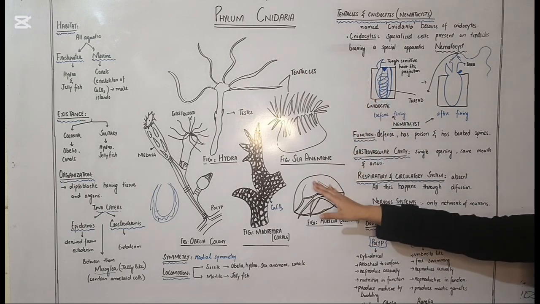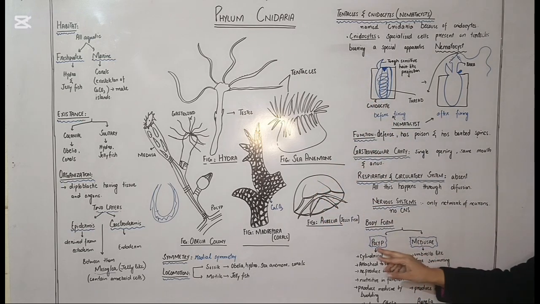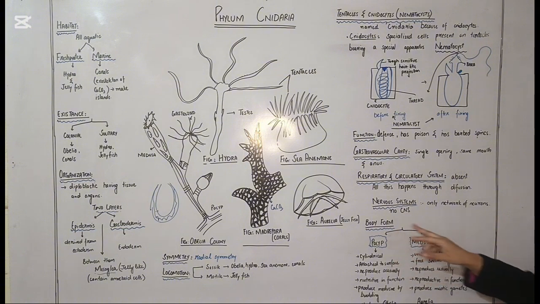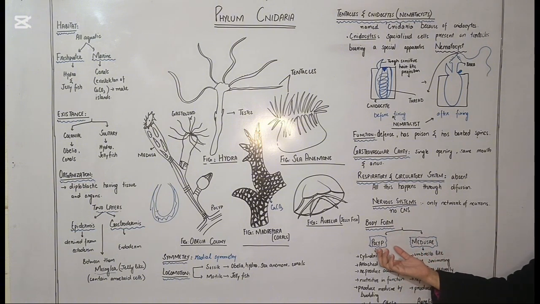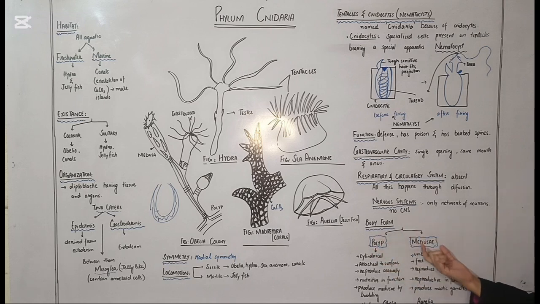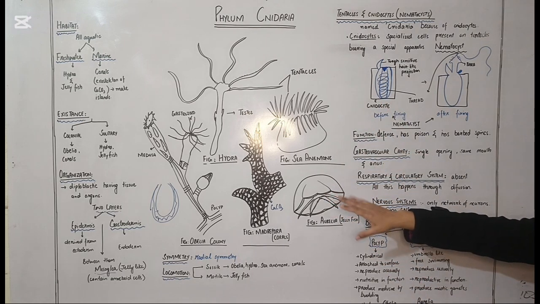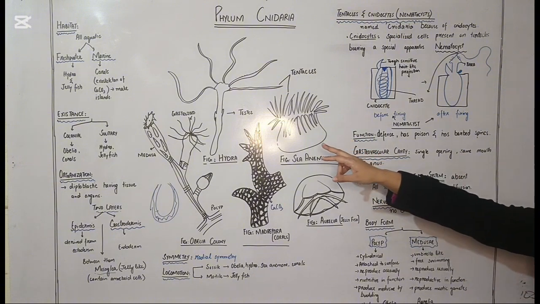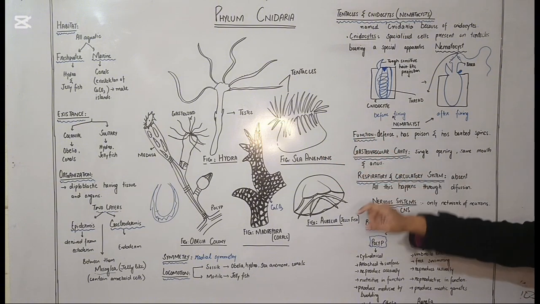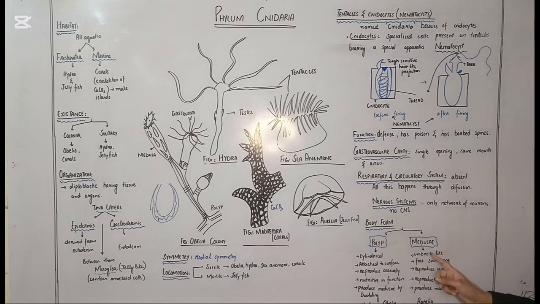So Cnidaria exist in polyp as well as medusa form in their lifetime. This type of body form, where an organism is in polyp form for some time of its life and then in medusa form, is called alternation of generation. And in some organisms, the majority of life is in polyp form. In the case of Hydra, the majority of its life is in polyp form. In the case of jellyfish, the majority of its life is in the form of medusa.